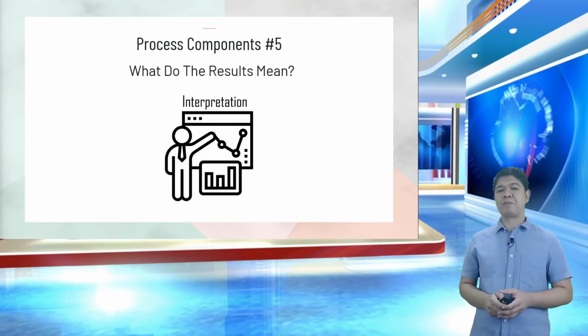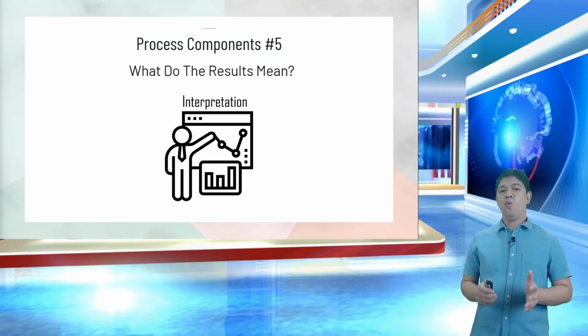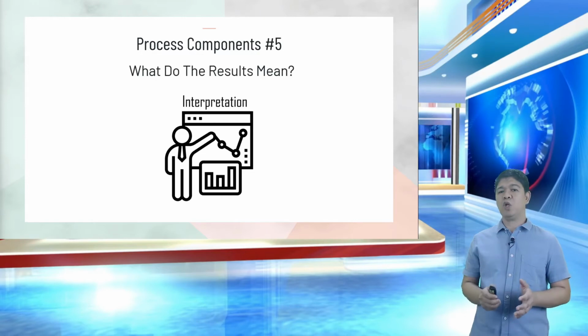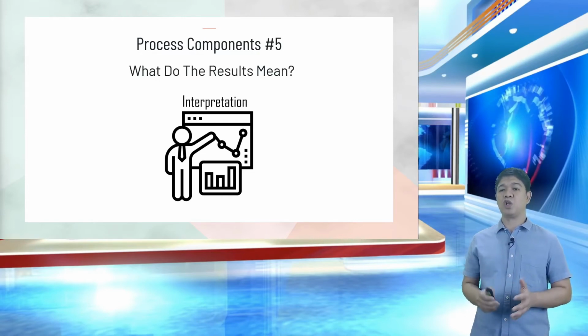Process component number 5. What do the results mean? Once a set of results has been obtained from the data, we can then turn to the interpretation of the results.